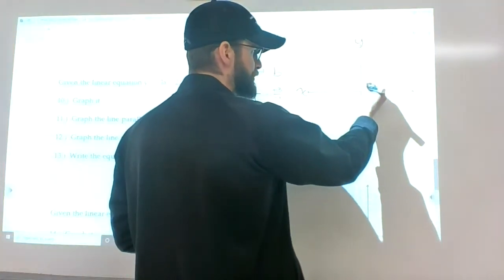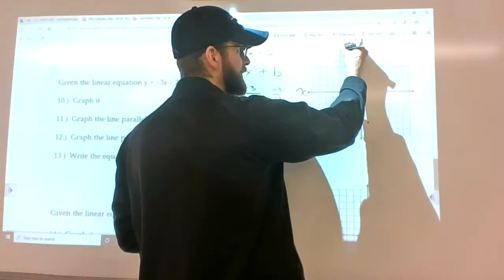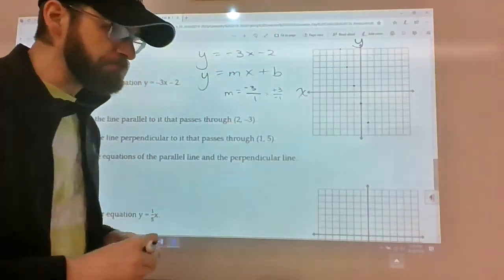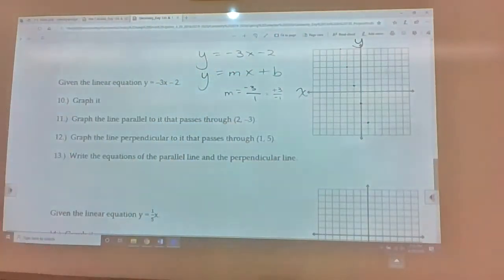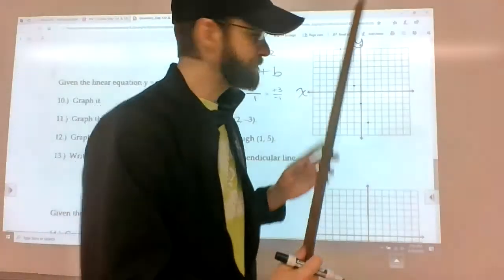So go up 1, 2, 3, left 1. Up 1, 2, 3, left 1. And that's pretty standard for a line. If you've got a ruler, I would encourage you to use one.